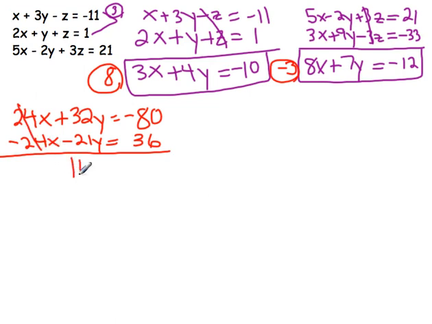So I've got 11y, bye Eli, he's got football, equals negative 80 plus 36 is negative 44.